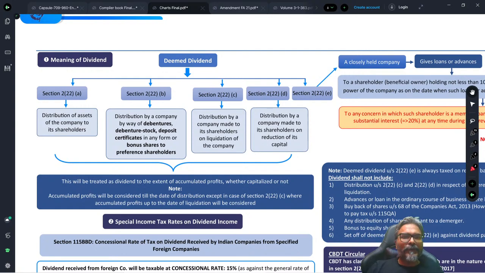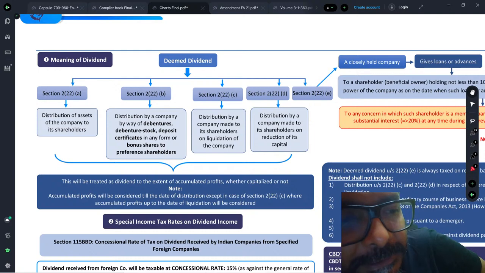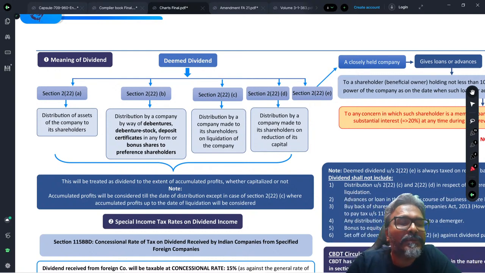So the first one, let's look at, is the deemed dividend concept. Here, students, there are some important aspects which can be targeted in the examination. I'm going to cover that first. You find deemed dividend from 2(22)(a) to 2(22)(e). Always keep in mind to deal with the dividend of 2(22)(a) to 2(22)(d) first, from A to D, and thereafter you go to the last one, which is the 2(22)(e) dividend.